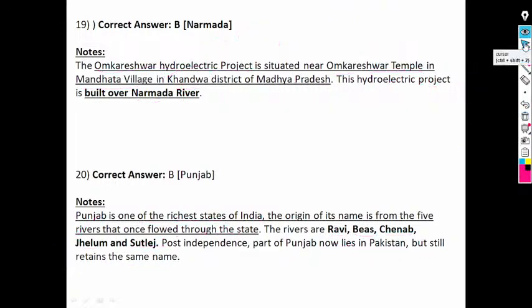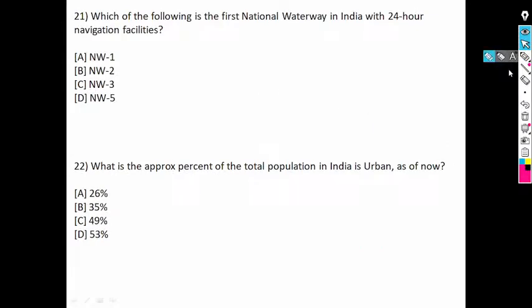Next, see, which among the following is the first national waterway in India with 24-hour navigation facilities? National Waterway 1, National Waterway 2, National Waterway 3, National Waterway 5.